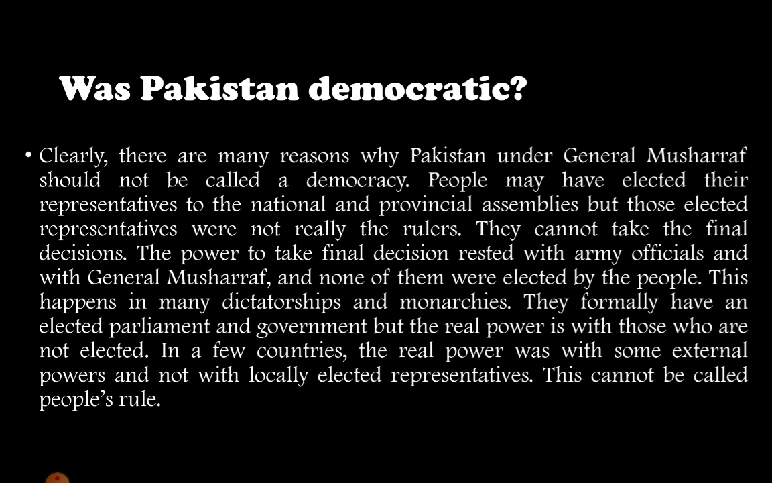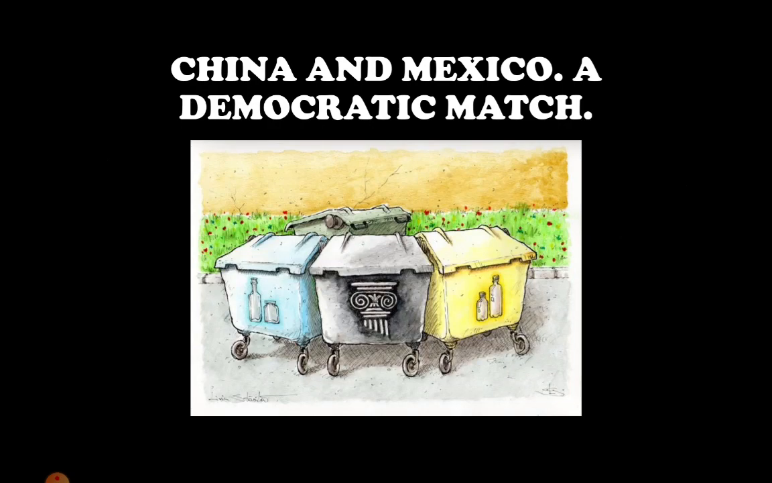They formally have an elected parliament and government, but the real power is with those who are not elected. In a few countries, real power was with some external power and not with locally elected representatives. So it is not a people's rule, because some external agency is actually ruling the whole country. Now, China and Mexico, a democratic match.